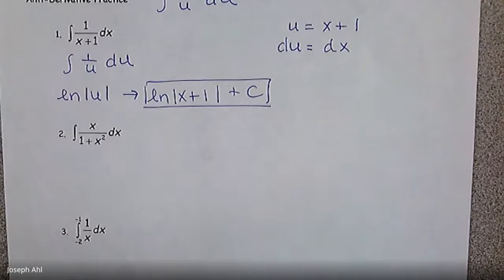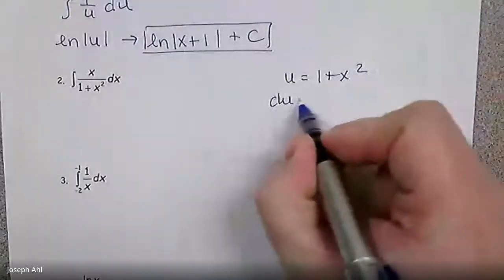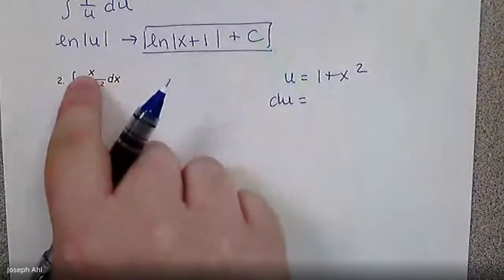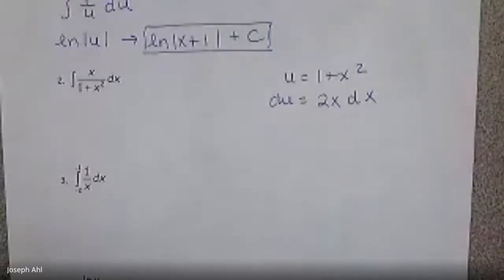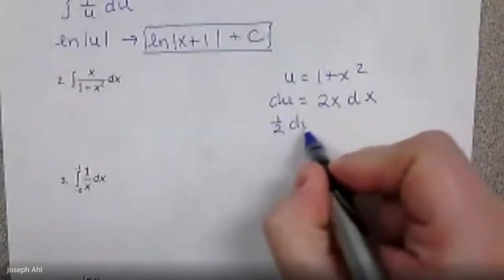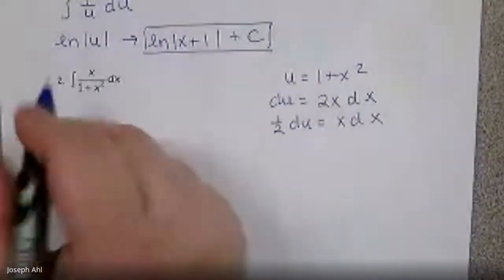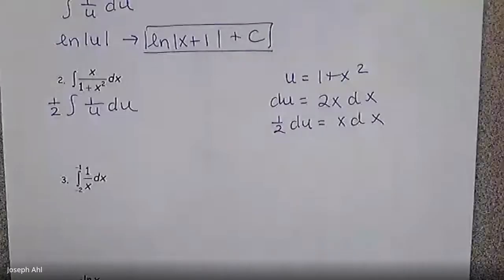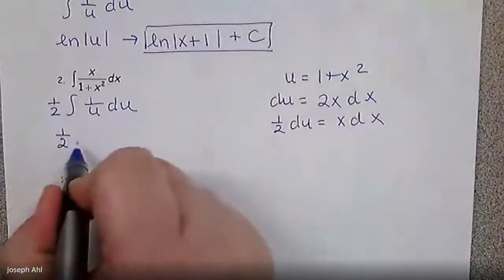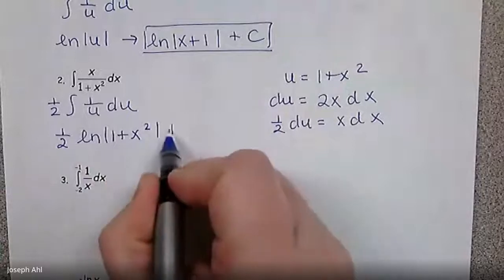Similarly, for number 2, same idea. Let u equal the denominator, 1 plus x squared, and notice how du is going to be a scalar multiple of x dx, because this is just going to be 2x dx. So if we multiply both sides by a half, half of du would equal x dx. I'm going to pull that 1/2 out front and take the integral of 1 over u du, which is ln absolute value of u. And since u is 1 plus x squared, we can go ahead and replace that, with a plus c.